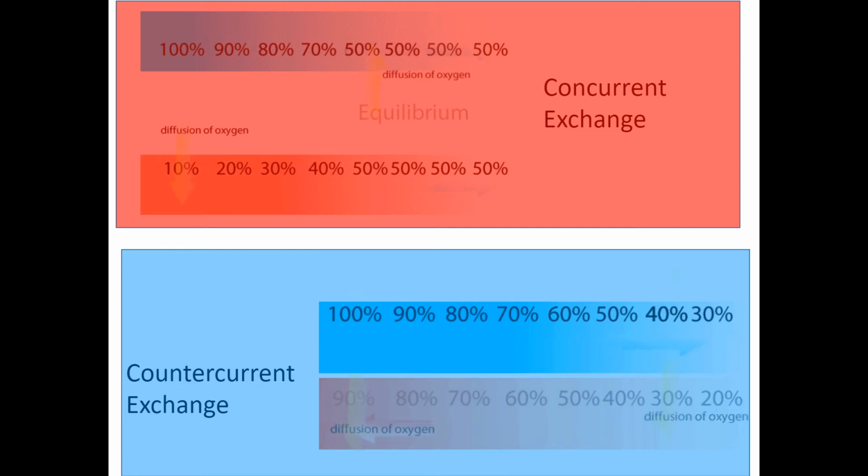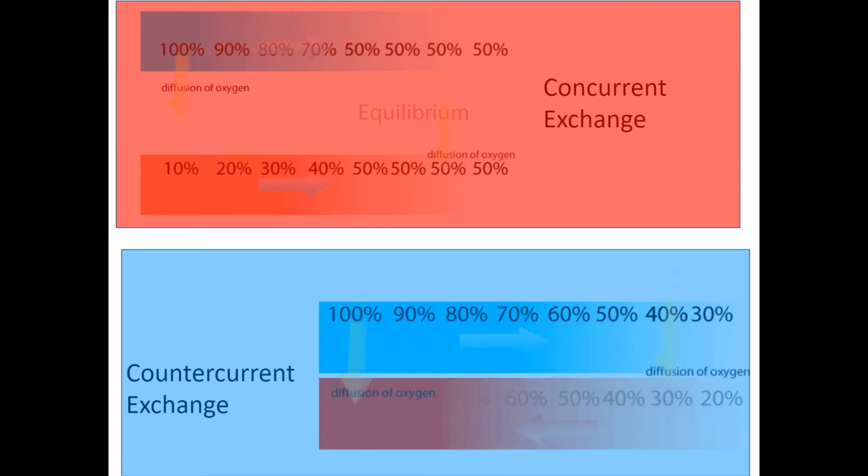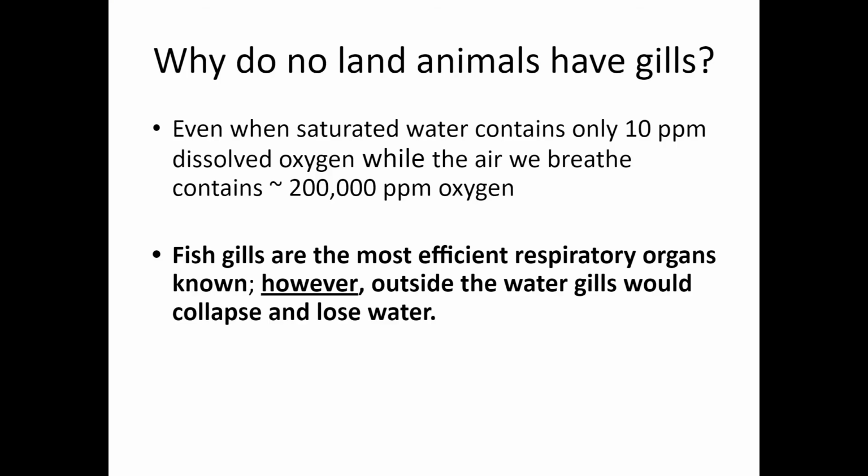If this system is so darn effective, then why do terrestrial organisms not have the same type of system? Well, the answer is twofold. First, the concentration of oxygen in the air is so ridiculously high relative to water, utilizing gills in the air would be overkill and a waste of developmental energy. Secondly, gills are very specialized for water. They are continuously surrounded by water.